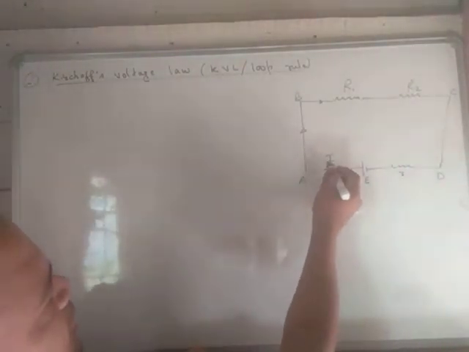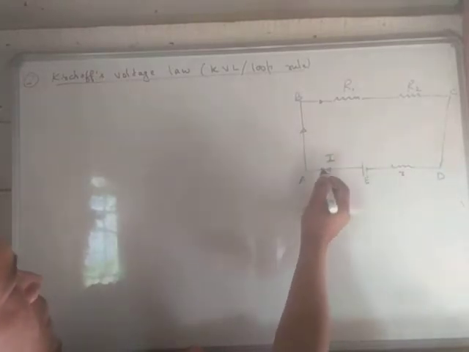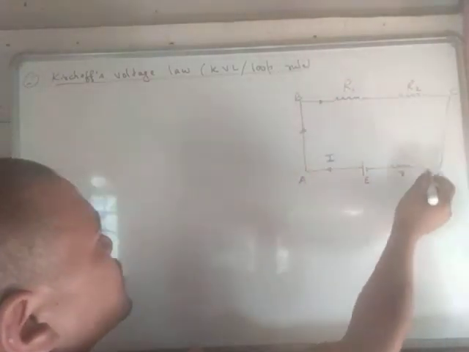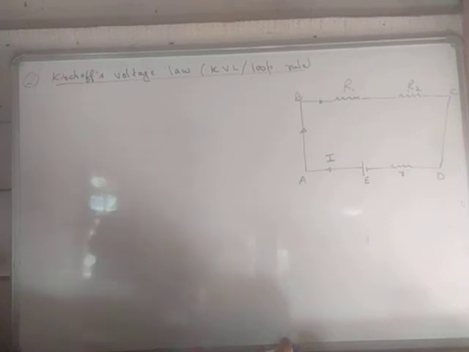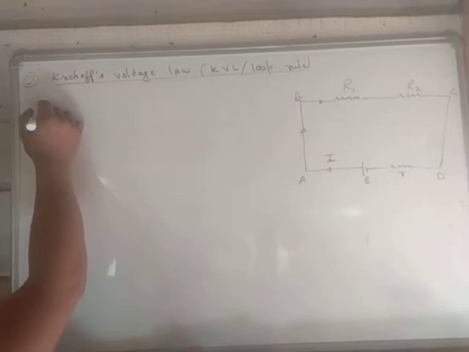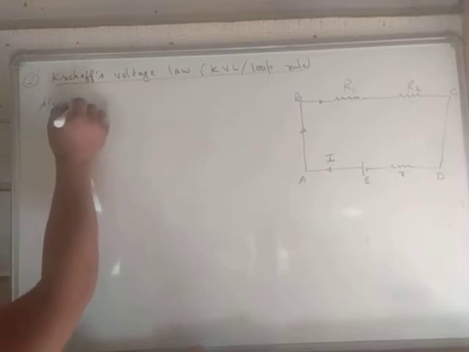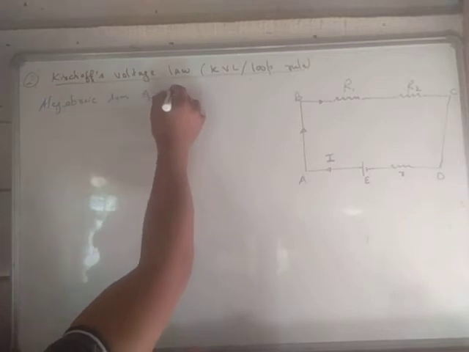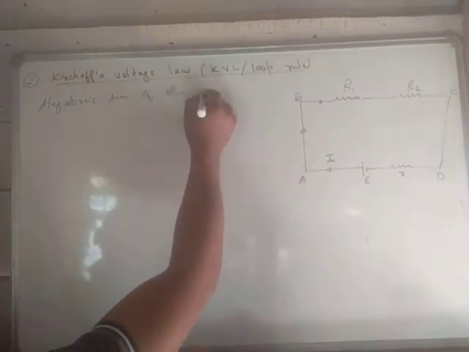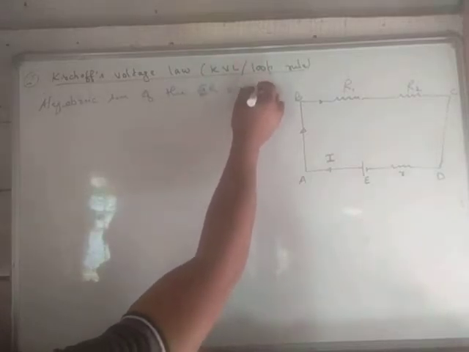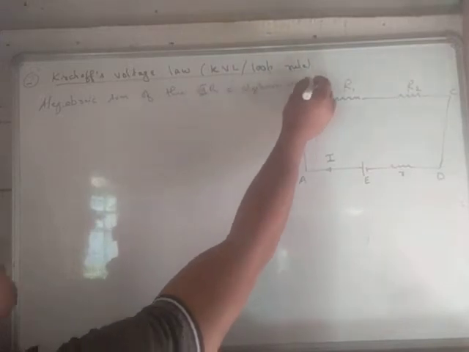Let us imagine that the current which is sent by this EMF E is I. So this current I will be flowing through R1 and R2 as well as through the internal resistance r. Looking at this law, it says that the algebraic sum of the product, I will just write IR, is equal to the algebraic sum of EMF.